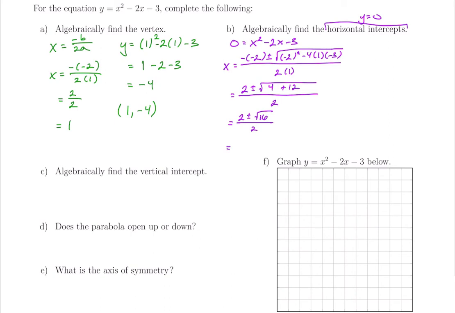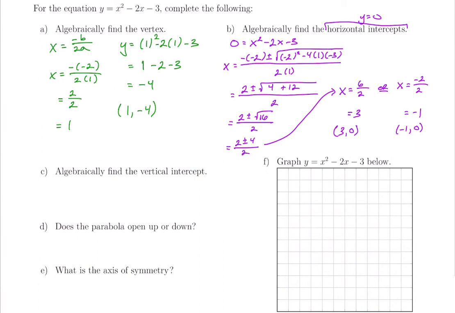Taking it one step further, the square root of 16 is 4, so we now have our two solutions, 2 plus or minus 4 all over 2. We do need to work out those solutions individually, so the first possibility is that x equals 2 plus 4 over 2, so x equals 6 over 2. The other possibility is that x is equal to 2 minus 4 over 2, or negative 2 over 2. In the first possibility, 6 divided by 2 is 3. In the second possibility, negative 2 divided by 2 is negative 1. This gives us our two x-intercepts, or horizontal intercepts, of 3, 0 and negative 1, 0.